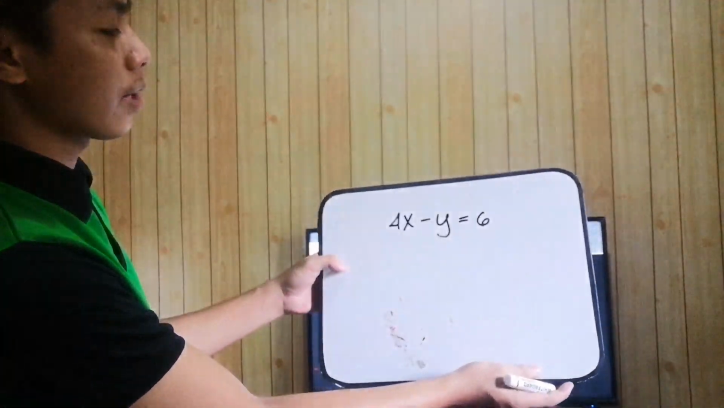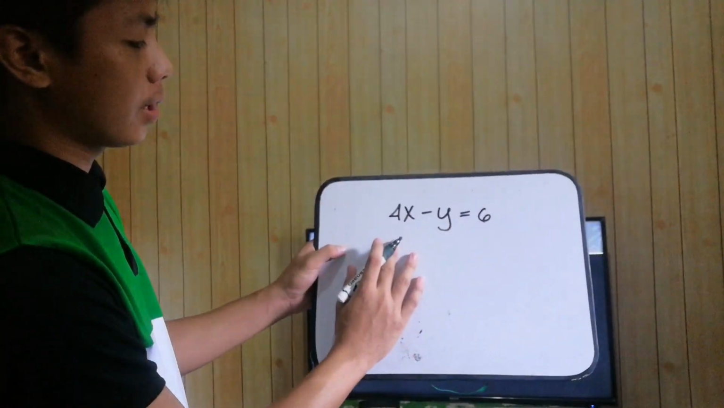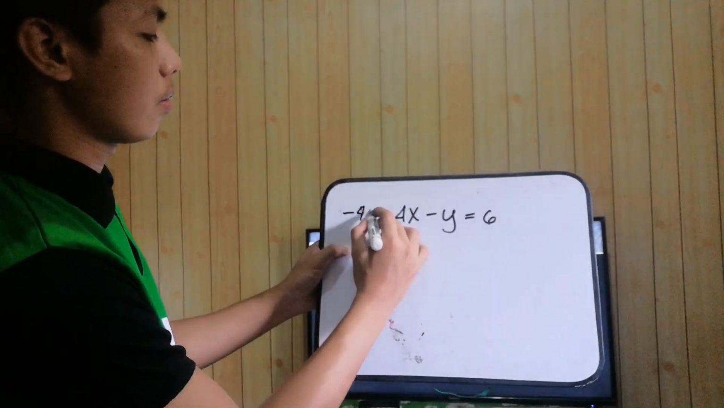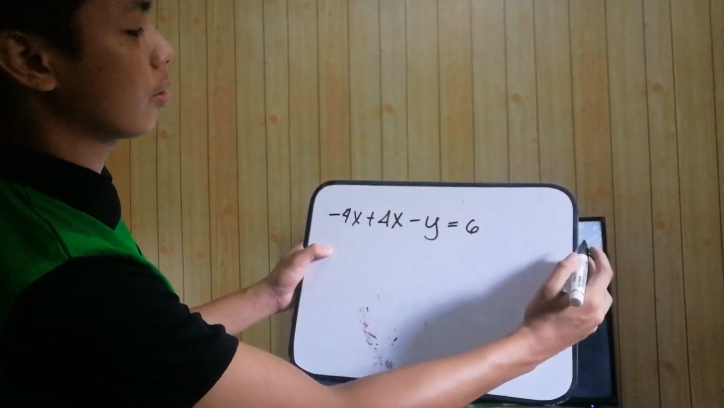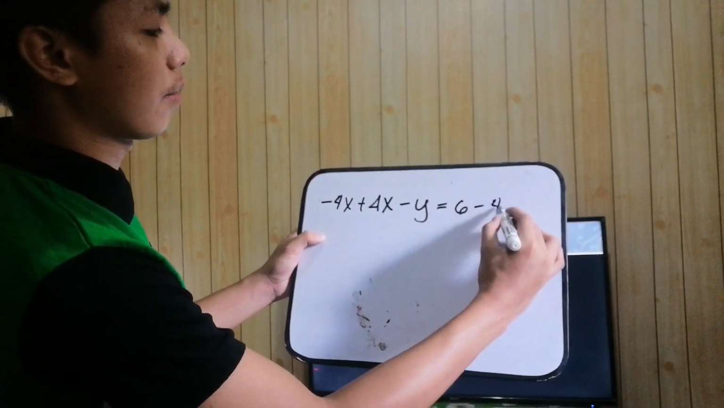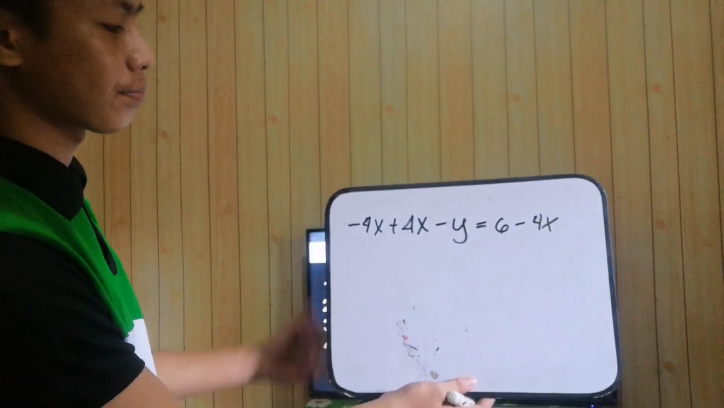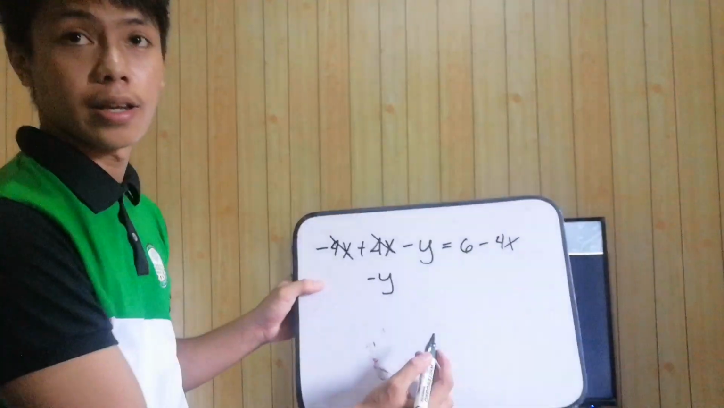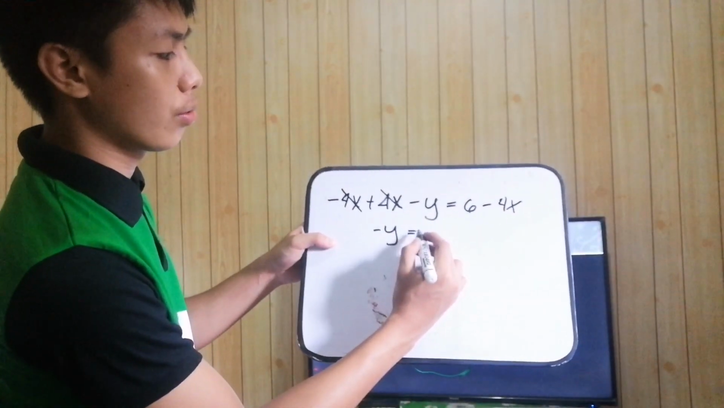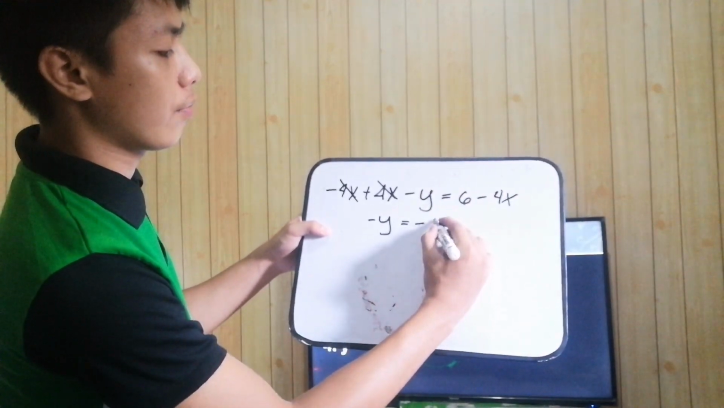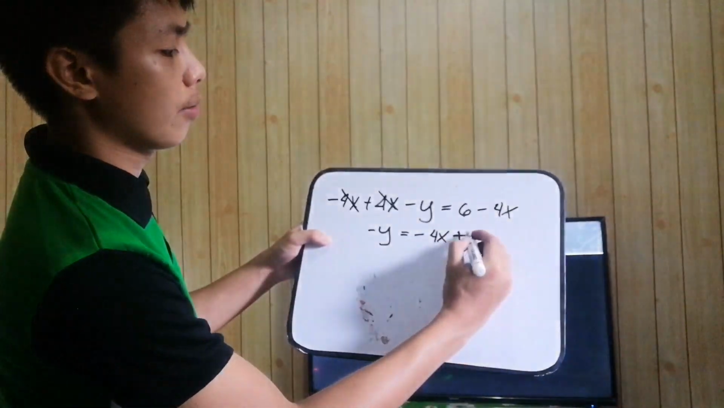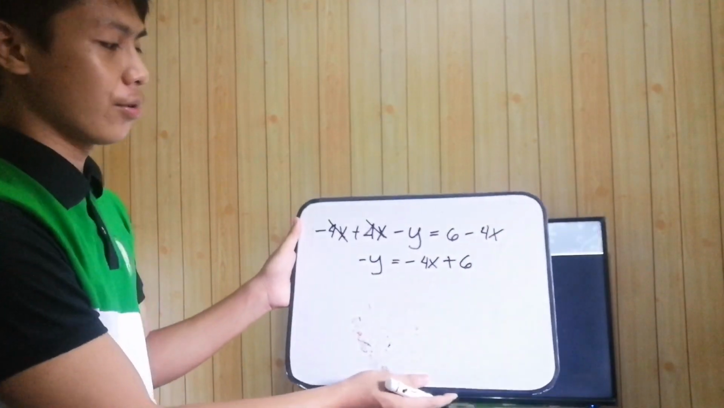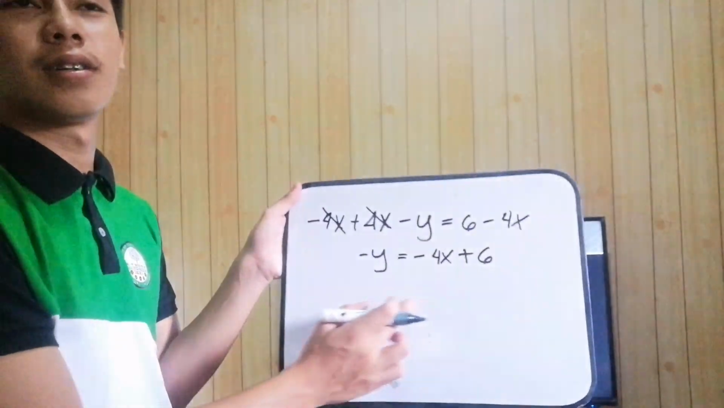So, yun nga. Additive property pa rin ang gagamitin natin. So, para ma-eliminate 4x, mag-add tayo ng negative 4x. Same din dito sa kabila. Ayan, same lang kanina. Then, cancel na ito. Titira is negative y equals to, arrange naman natin, negative 4x plus 6. Okay, class, kuha.